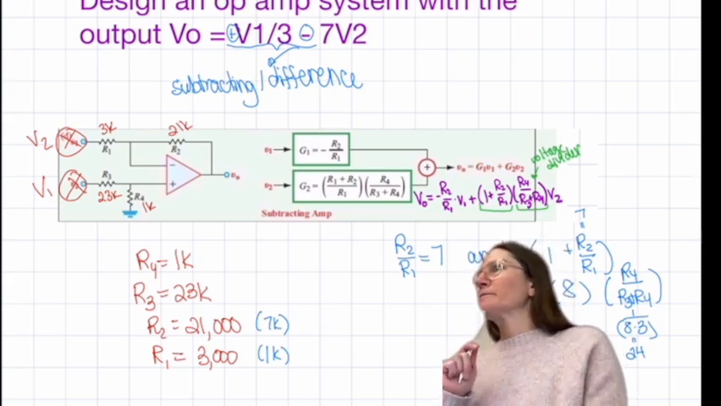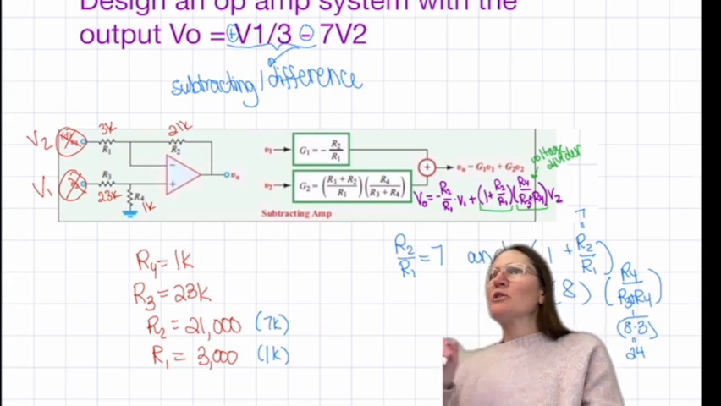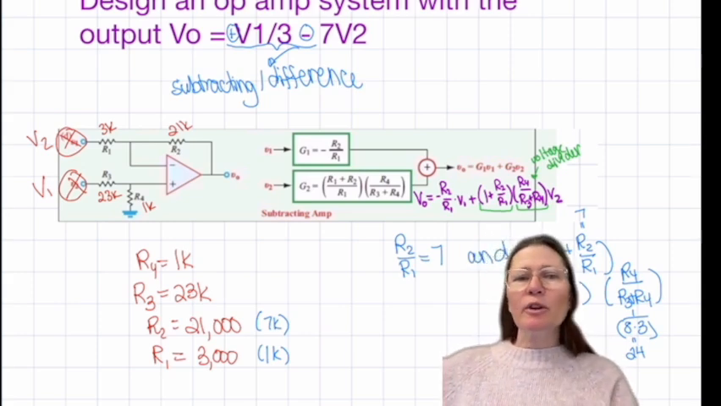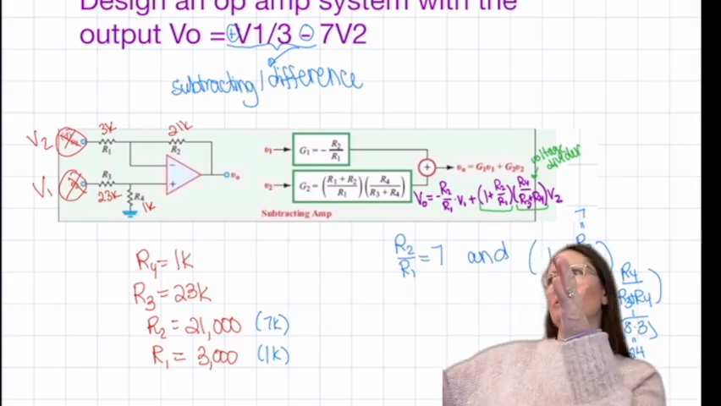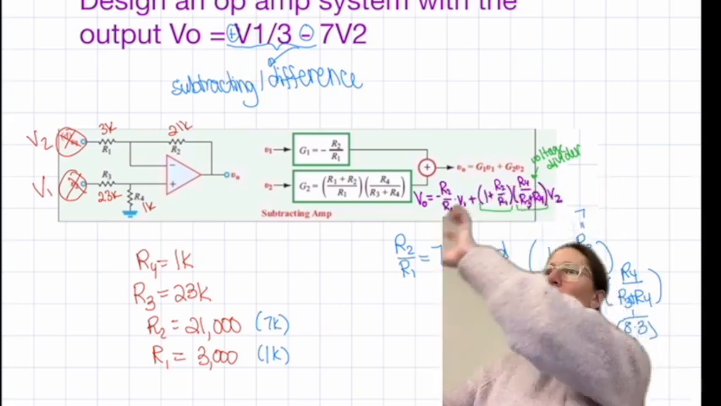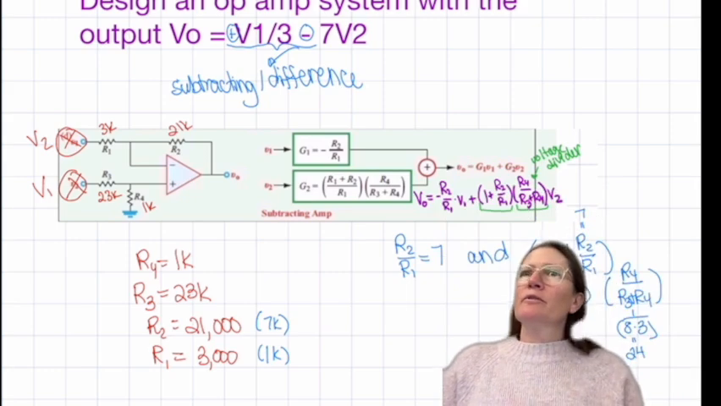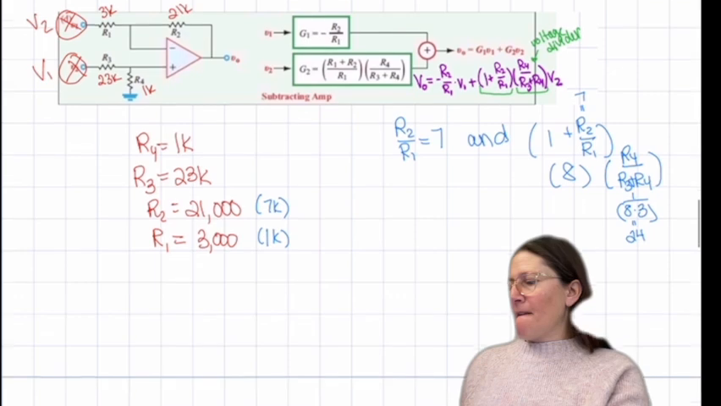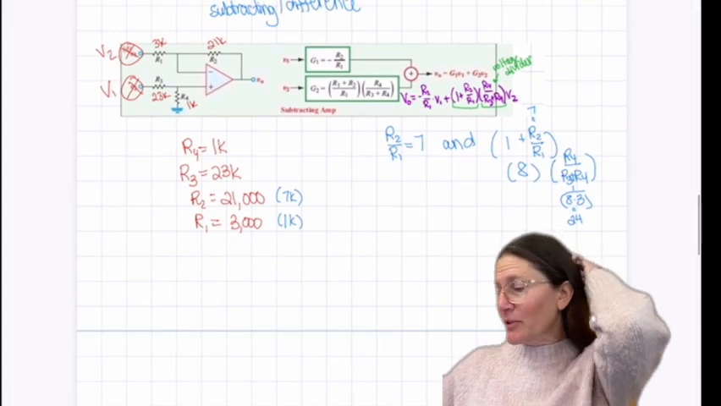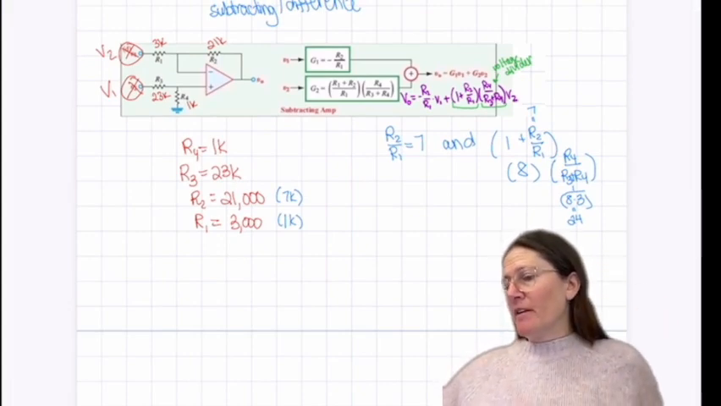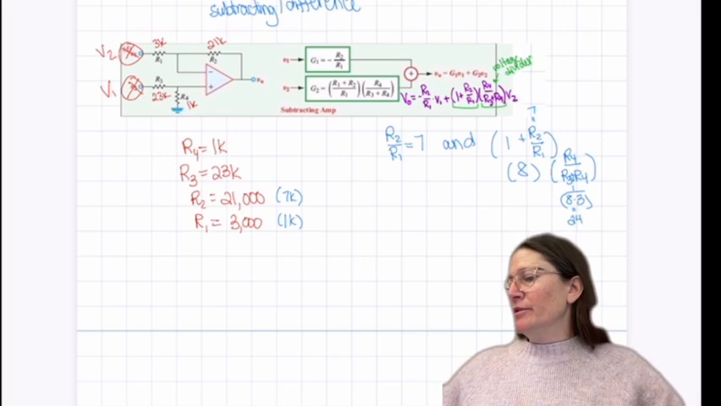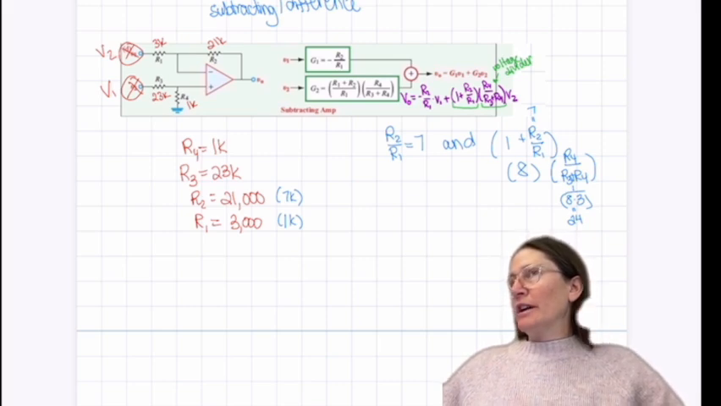So there's your design. Sometimes you can't find a ratio to give you something like this. In those cases, you may need to do multiple op amps. You may want to reduce one signal and then amplify it together. But this one works with one amplifier. All right, questions?